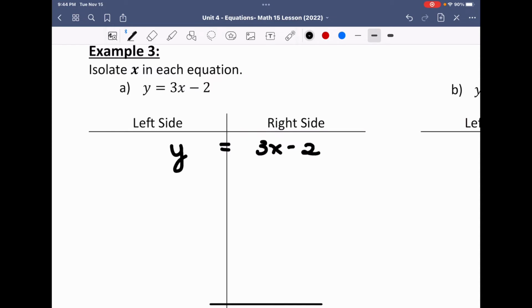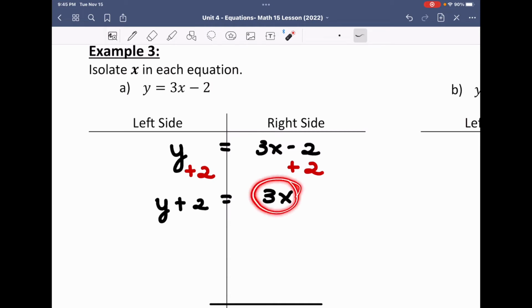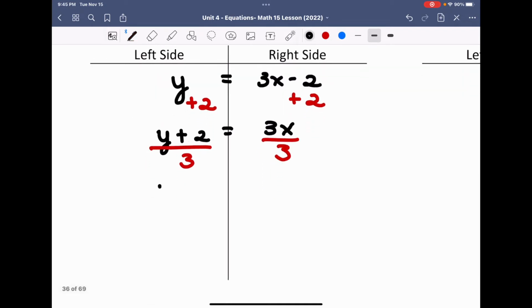Now we want to isolate for x, so everything we do has to revolve around isolating for x. If there's anything attached to x, like a negative 2 here, we know we have to do the opposite operation right away and add 2 to both sides. My next line is y plus 2 is equal to 3x. Now, I have something attached to x through multiplication. The opposite of multiplication is to divide by that value. Therefore, we have y plus 2 all over 3 is equal to x. There's our isolated term. We have x alone.